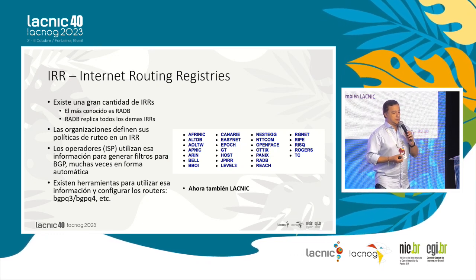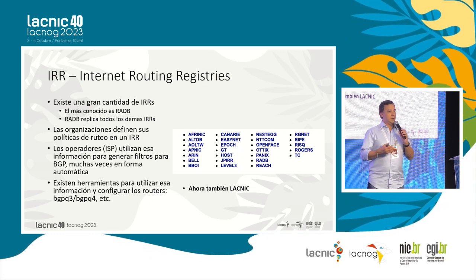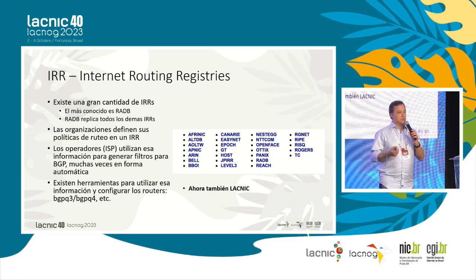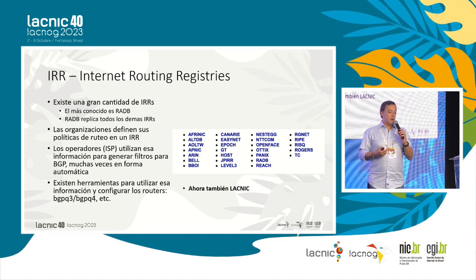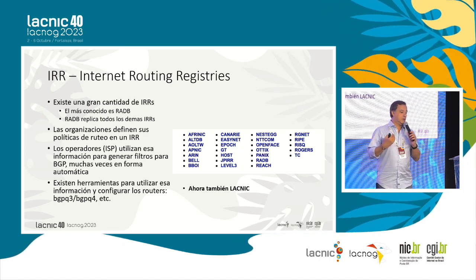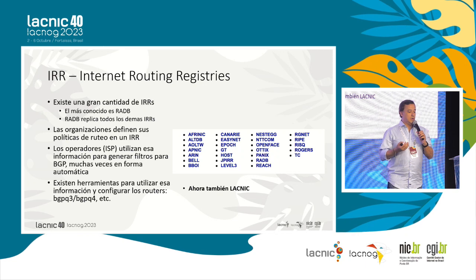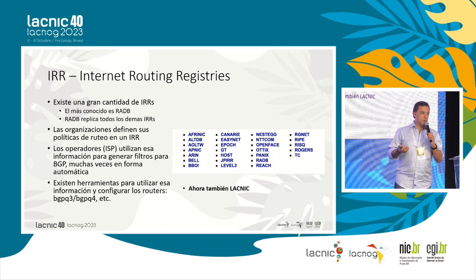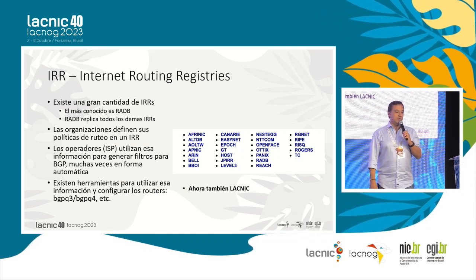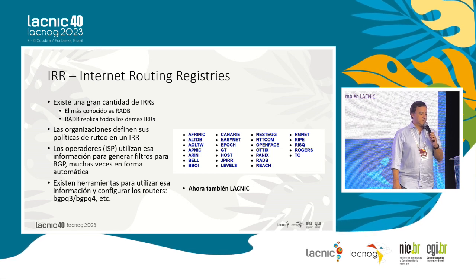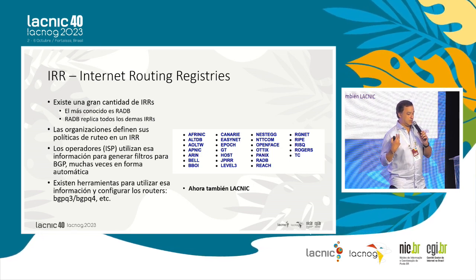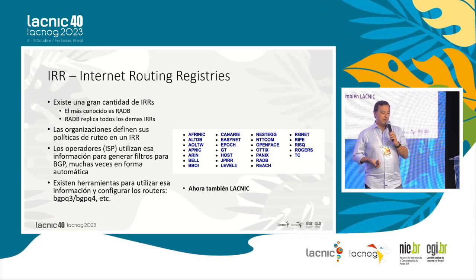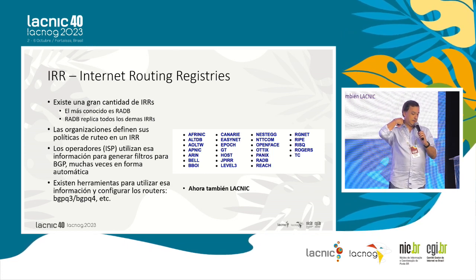So the internet routing registries, as I said, have been in place for quite a number of years. There are a large number of IRRs. The most well-known is RADB. RADB replicates all the other internet routing registries. The organizations define the routing policies, and other operators use this information to generate filters for BGP, very often automatically. What we will see in the examples is that there are tools to use that information, for example, BGPq4, and this then allows us to generate the filters for the incoming ones.